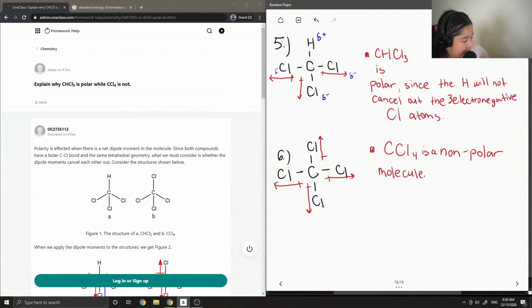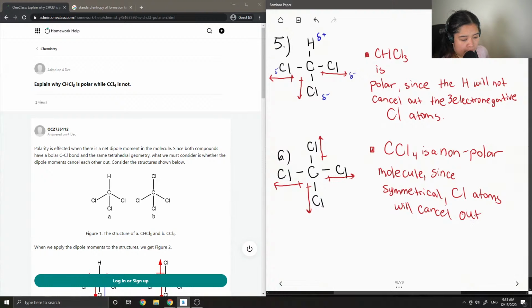So this is a nonpolar molecule since it's symmetrical, and the chlorine atoms will cancel each other out. So we have no dipole moment.